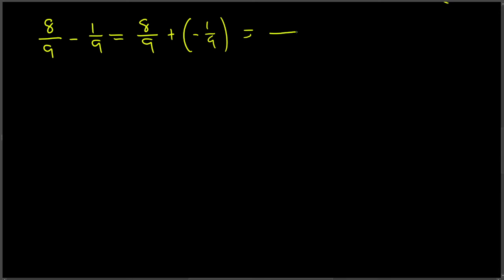Now I'm going to take the extra step that your book doesn't do. I'm going to convert my subtractions to additions. And so I'm going to say this is the same as adding the opposite. I still have a denominator of 9, and I have 8 plus negative 1, which is 7.